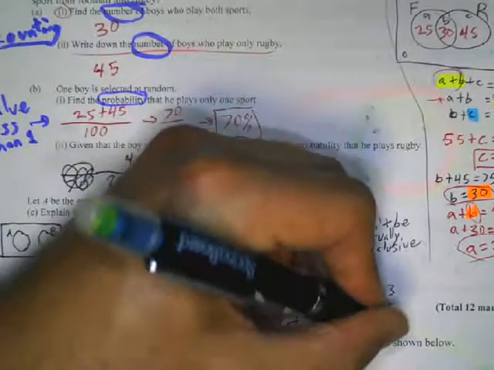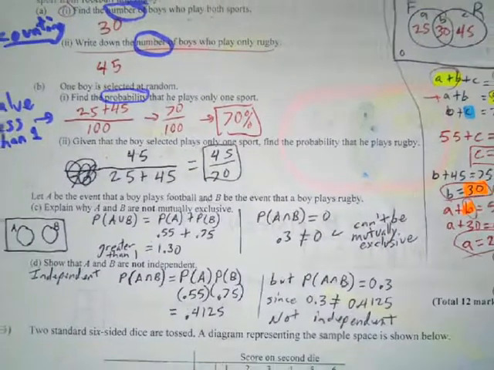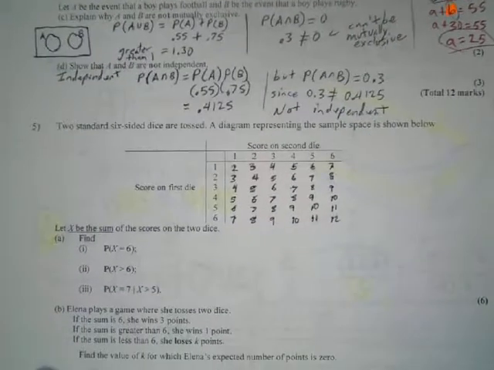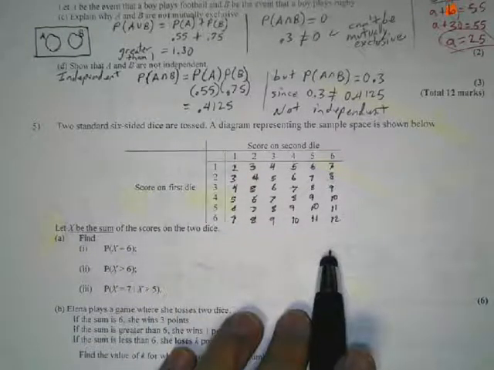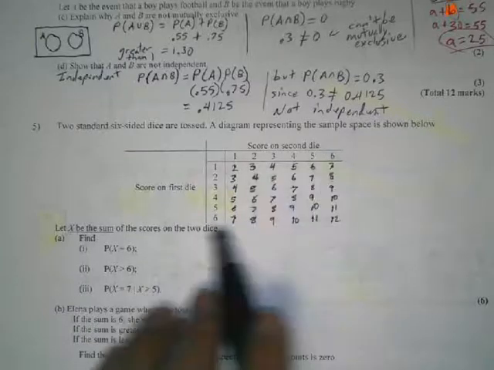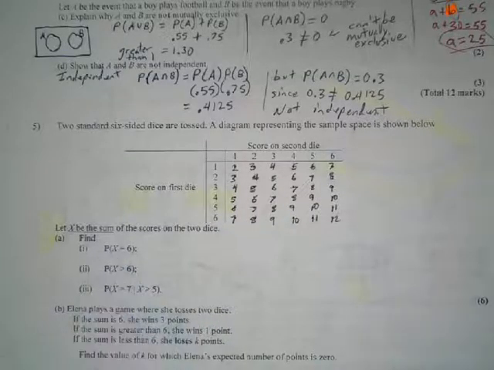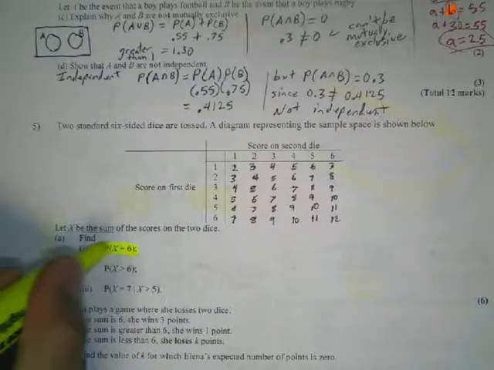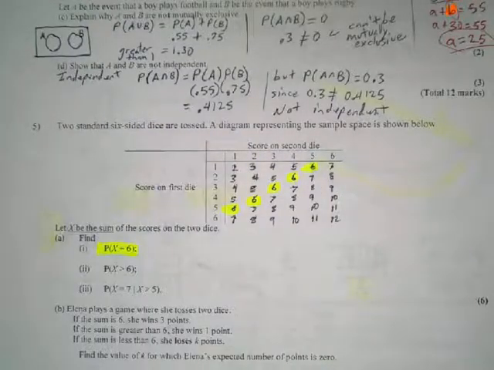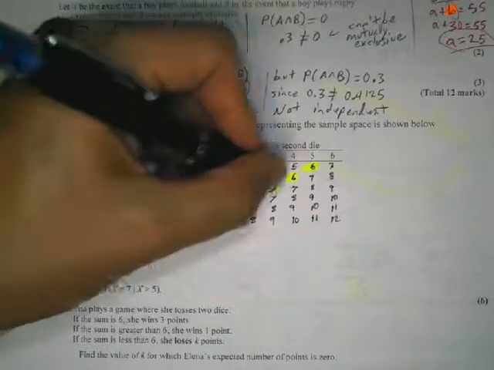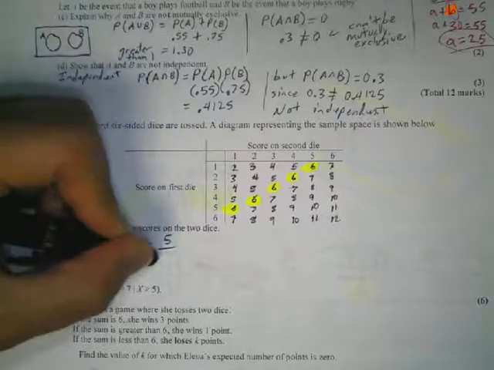Okay. All right. Let's do number 5 now. Okay, so x is the sum of the dice. So I added the sum of the different dice here. Okay, 1 plus 1 is 2. 6 plus 6 gives me 12. Find the probability that x equals 6. Okay, so what I did here is I'm going to highlight all the ones where x equals 6. Okay, so my probability is going to be, let's see, 1, 2, 3, 4, 5. There's 5 yellow things, so it's 5 over 36.